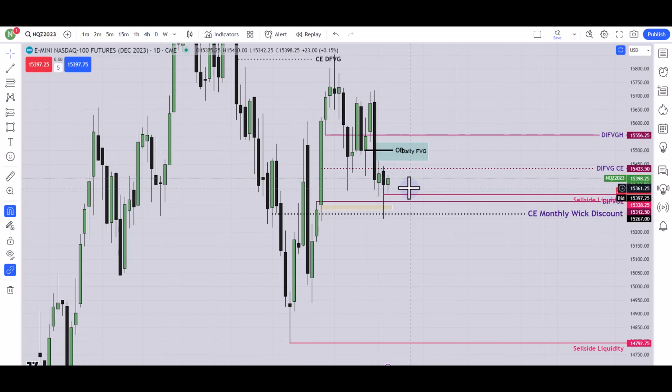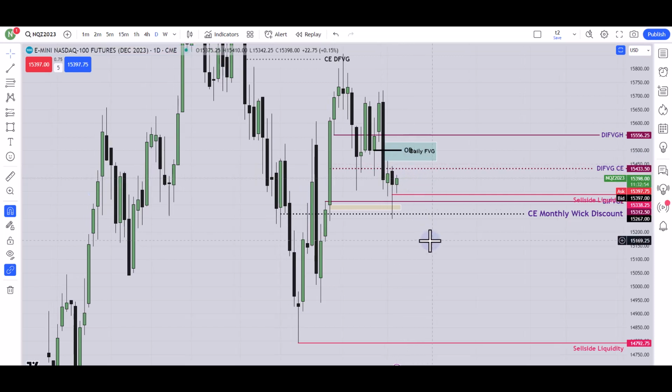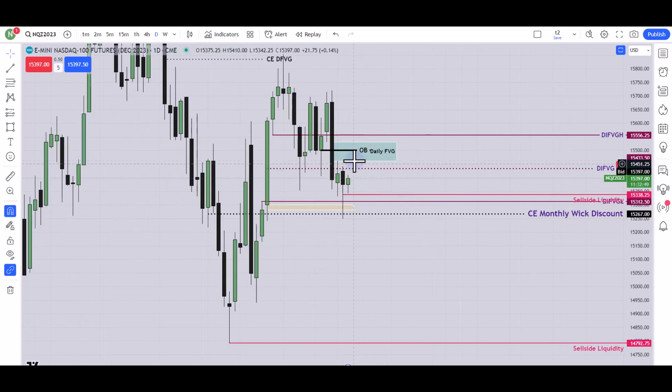If I see it actually went to this fair value gap or near about there, then I will expect that the first run is the fake run of FOMC. That means the 2 p.m. run, it will actually tap over here, and the real run, it will break lower. Let's go to the hourly chart.